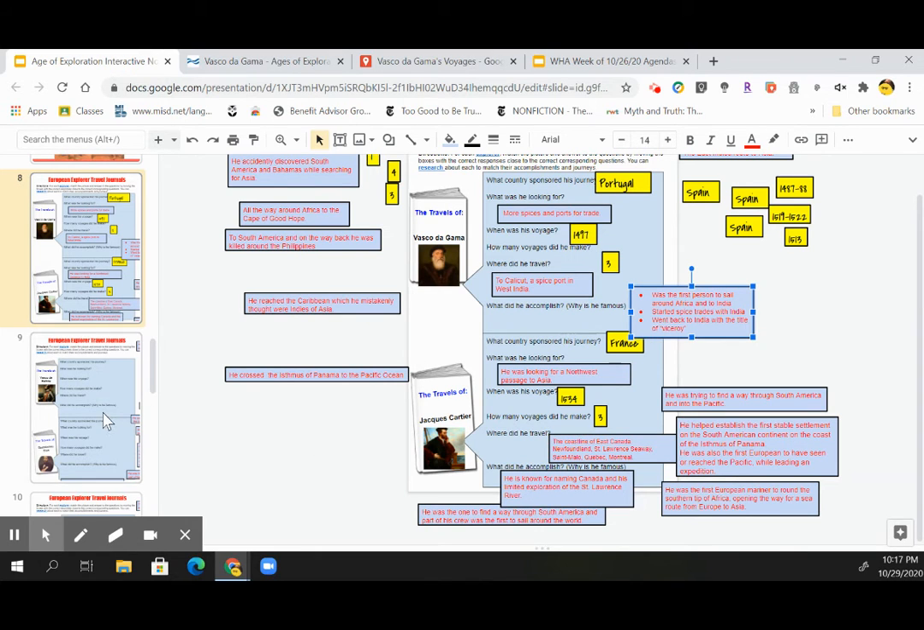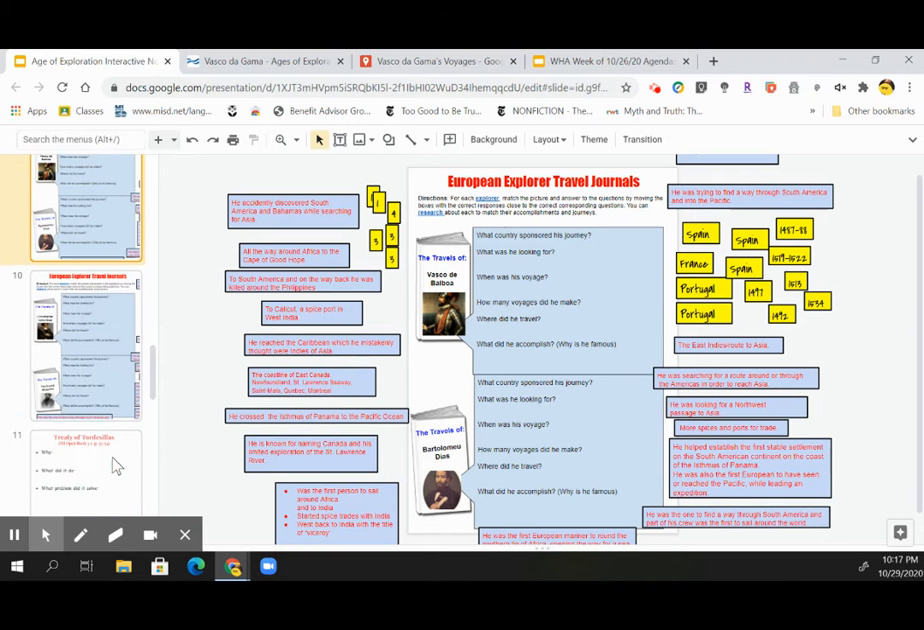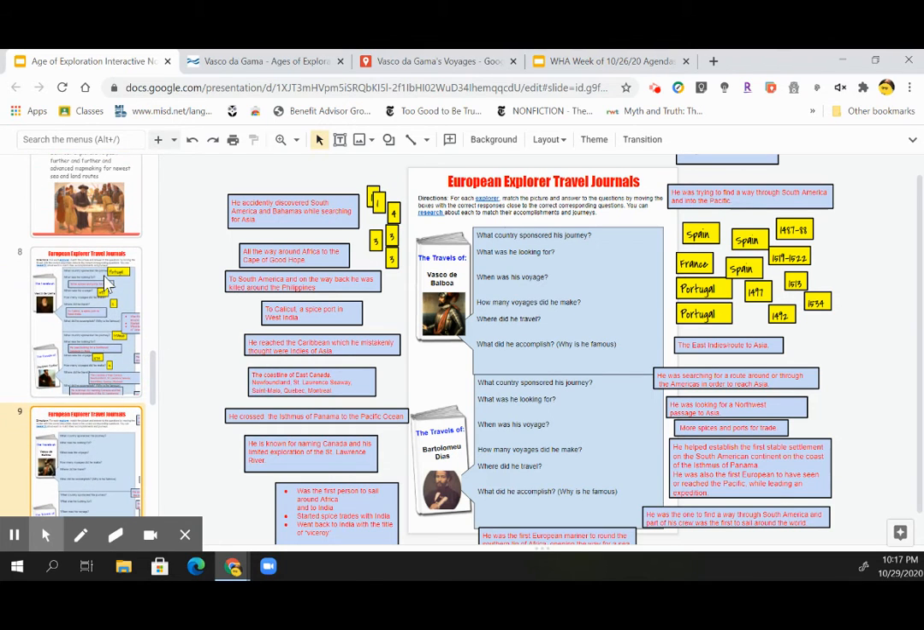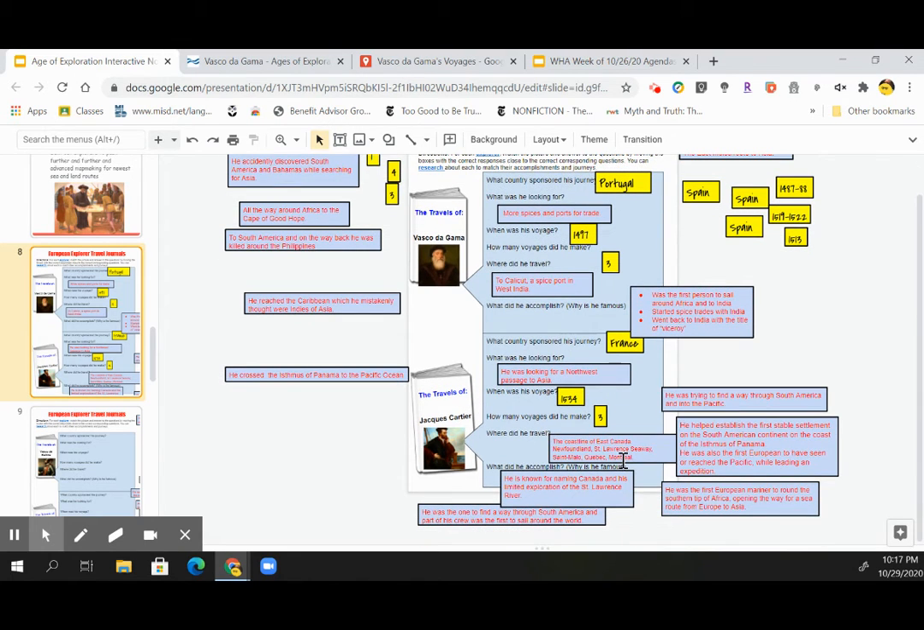If you still haven't changed it, some of them might have said that he was looking for a passage to India or something like that. Be more specific and say he's looking for a northwest passage to India. His marriage was 1534. How many voyages did he make? 3.